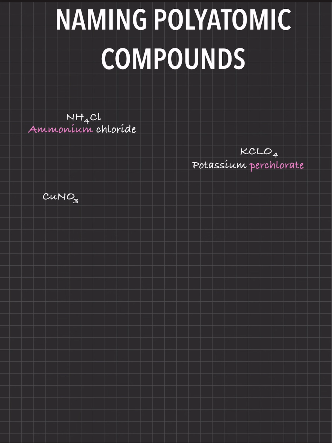Again, that's why there's no crisscross, because they have an equal amount of charge. So it's going to be copper 1 nitrate. Again, you need to know your polyatomics to name them. Okay, so what about the next example?